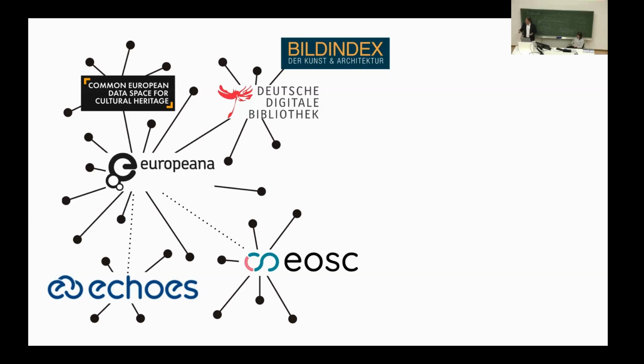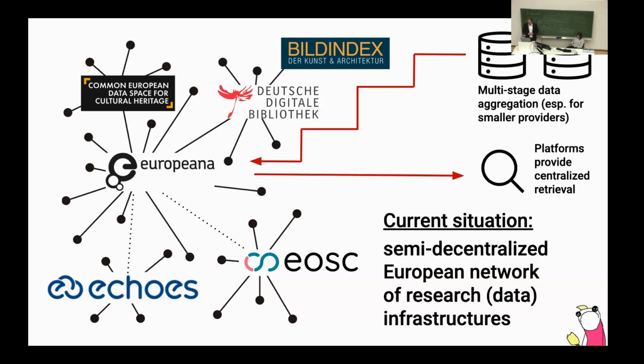This is something we should keep in mind if we work with such European infrastructures as students, for our master thesis, for our PhDs: what kind of data is in there? Is it somewhere else? Is it provided by a local institution? Is it aggregated? What does it mean? So the current state that we have in Europe and also in the countries is, I'd say, a semi-decentralized European network of research data infrastructures.